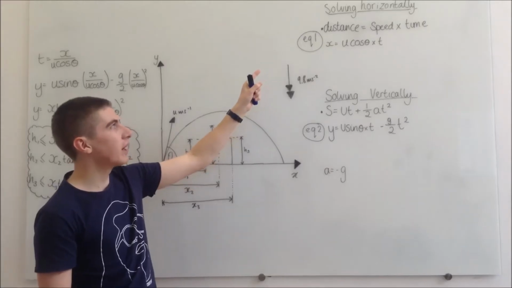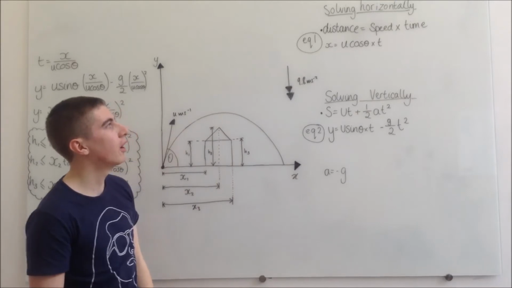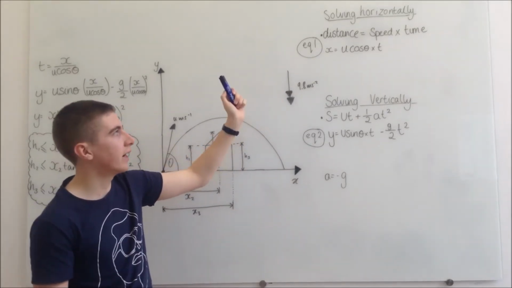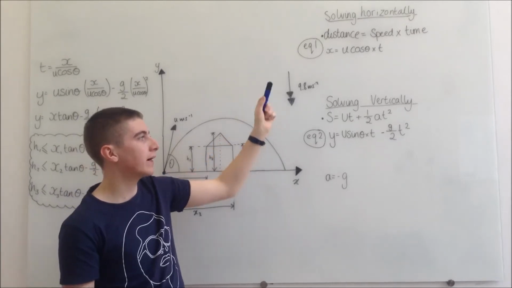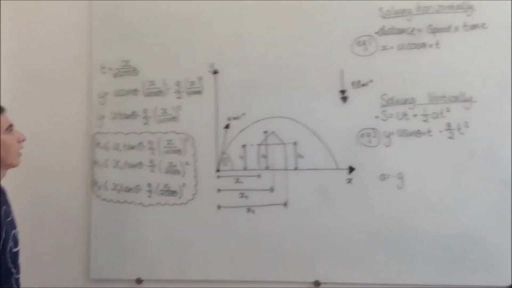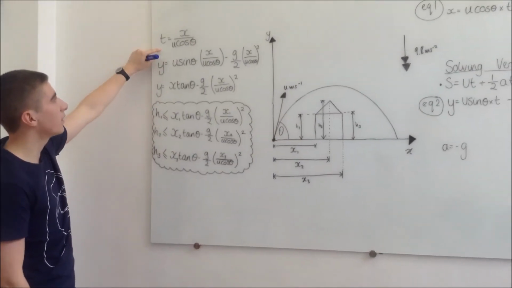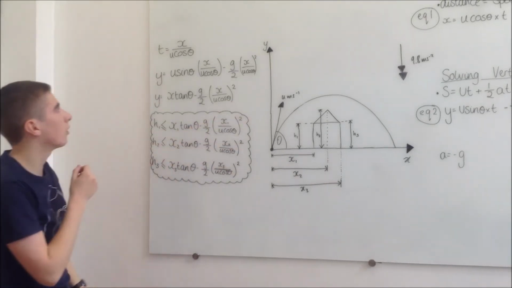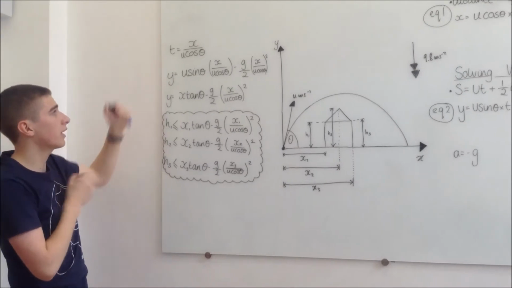Now we have these two equations, equation 1 and equation 2. We can rearrange equation 1 to make t the subject, and so then we can eliminate t. Here, this is equation 1, where we've divided by u cos theta on both sides, so t is the subject.